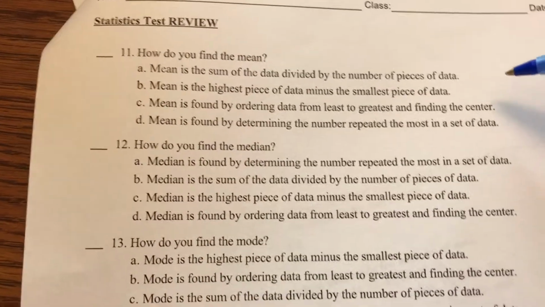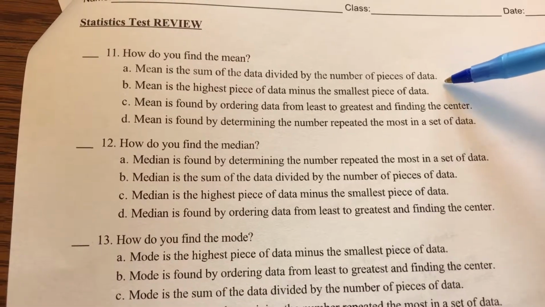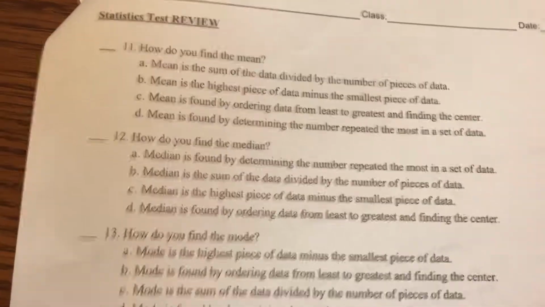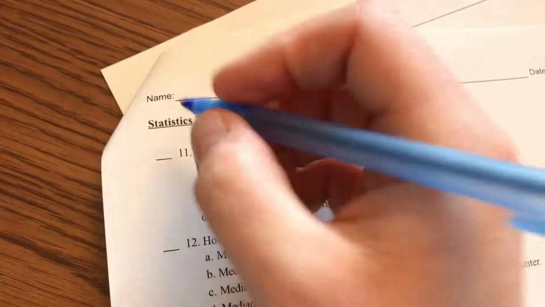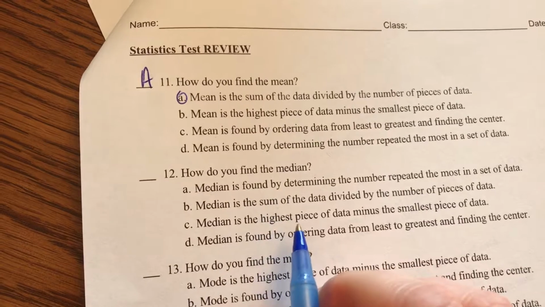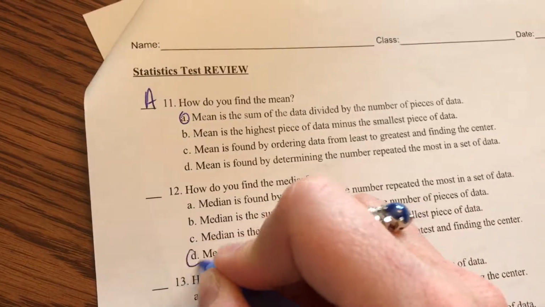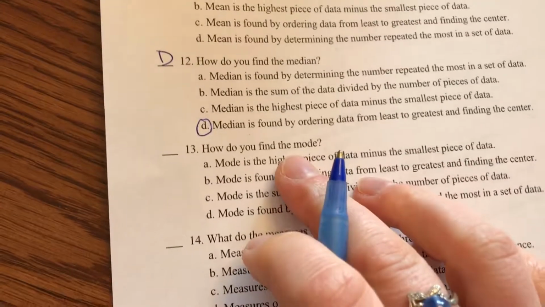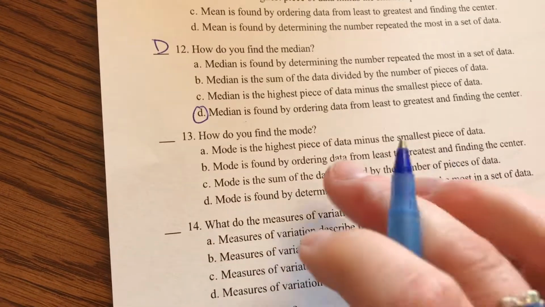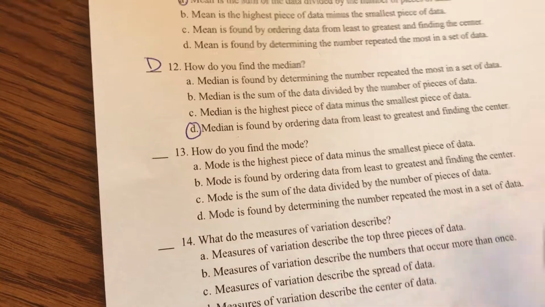Last thing is the vocab. Here we go. How do you find the mean? Mean is the sum of data divided by number of pieces of data. That's it. How do you find the median? So you order it from least to greatest and find the center. How do you find mode? Order from least to greatest, find the one repeated the most.